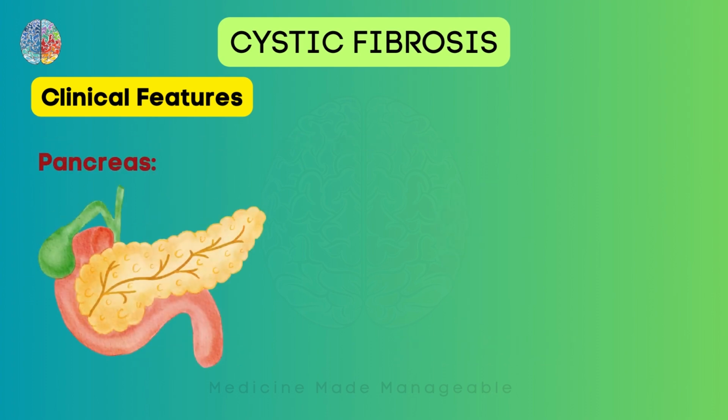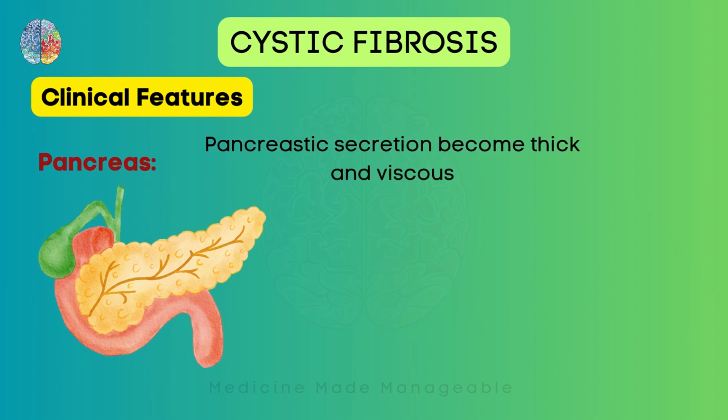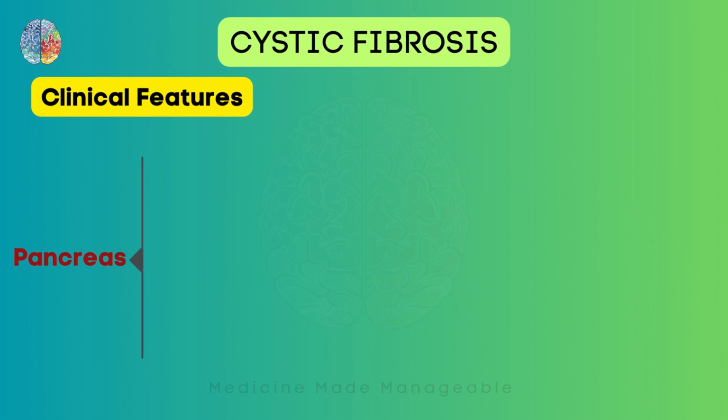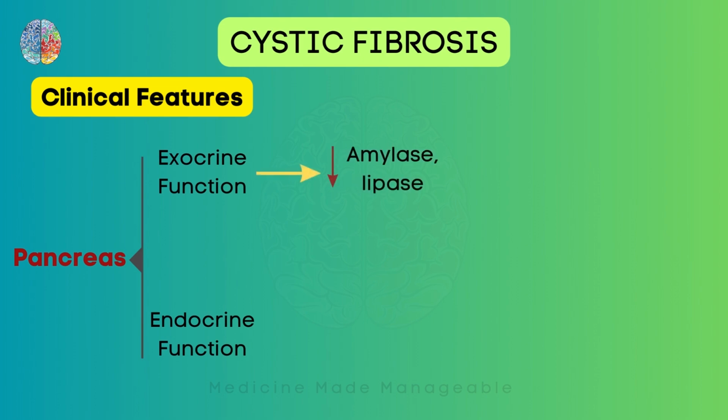Now let's see what happens in the pancreas. Here the pancreatic secretions become very thick and viscous, and they can actually plug the ducts. This can lead to atrophy and fibrosis of the pancreas. So the pancreas, as you know, has two functions, the exocrine and endocrine function. If there is atrophy and fibrosis of the pancreas, the exocrine function is not going to work and will decrease the amylase and lipase. This can lead to malabsorption syndrome.